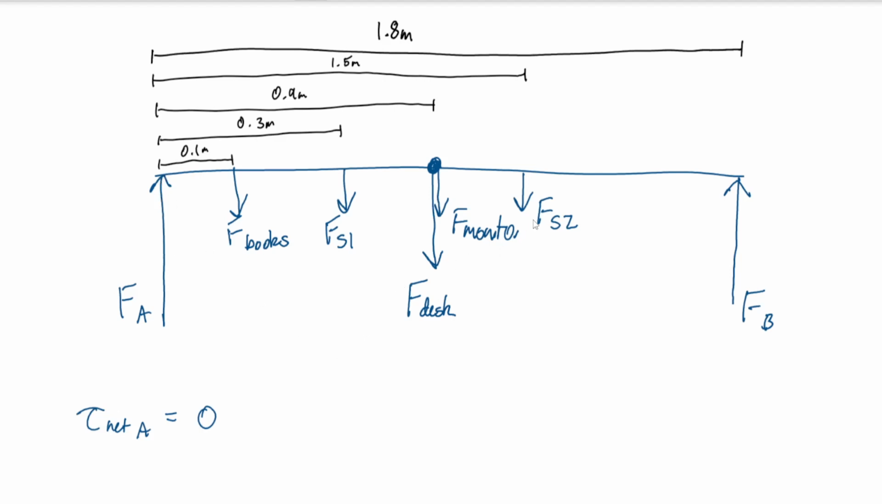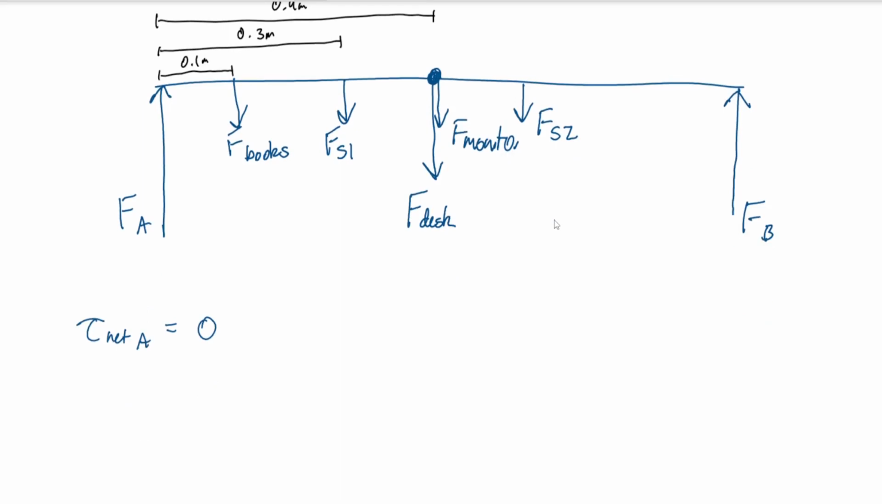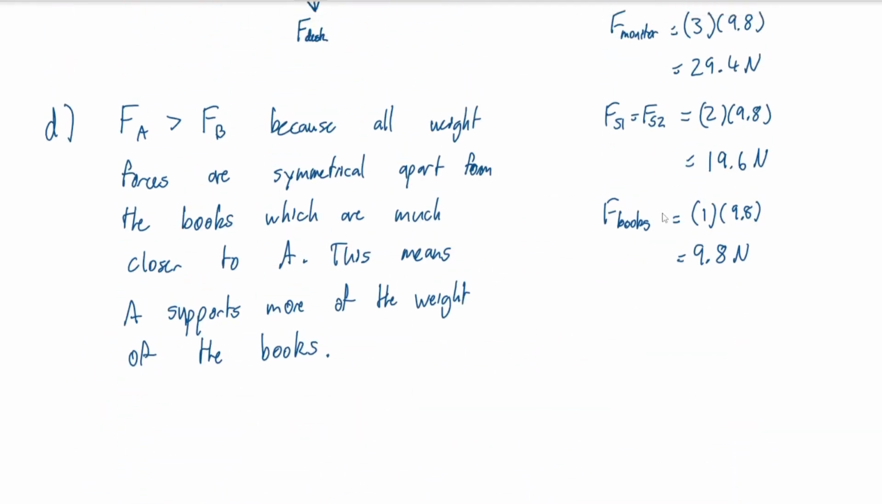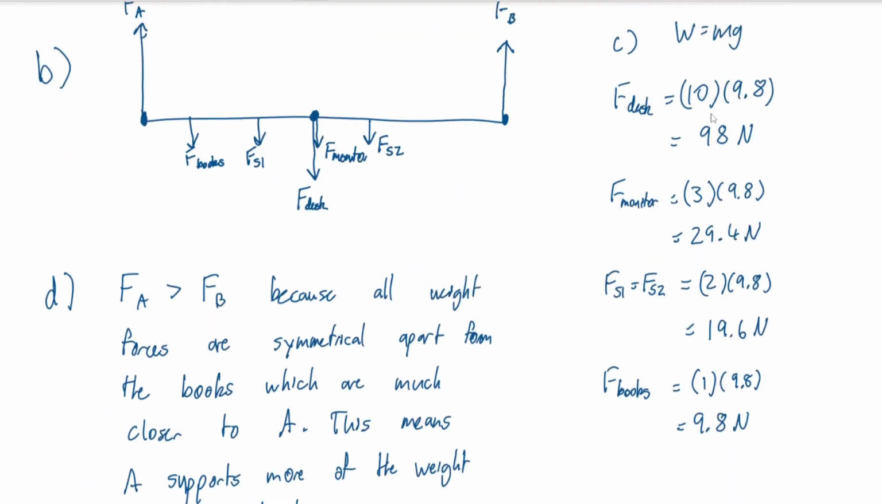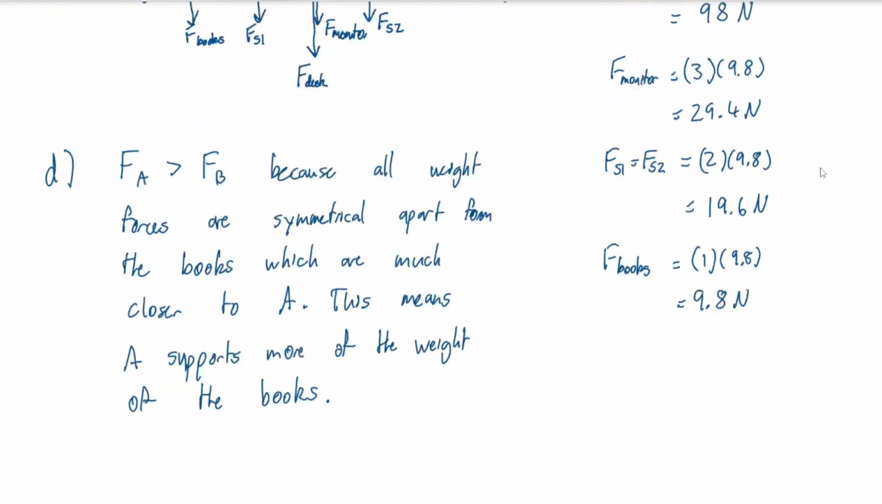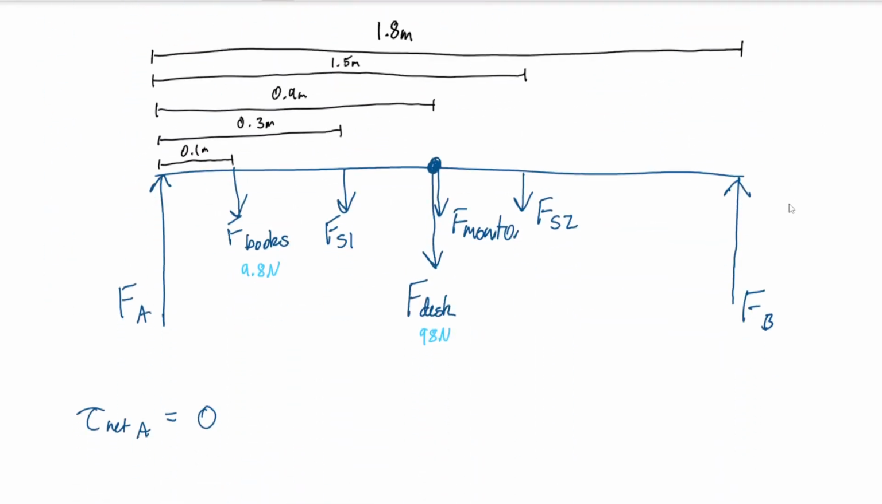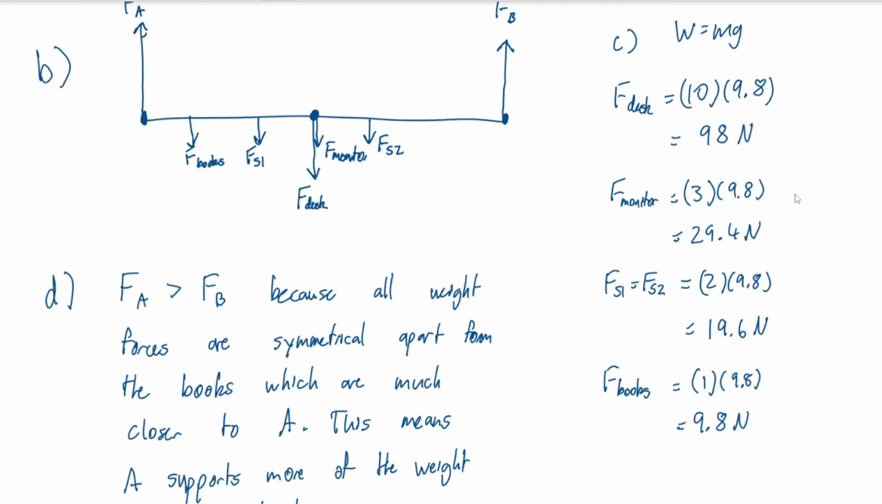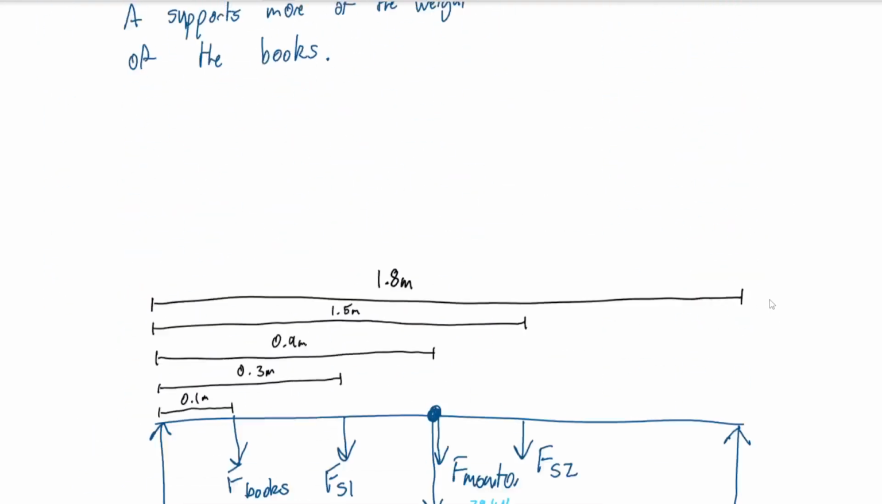Anyway, let's apply our condition. Oh wait, before that, what was I doing? Yes, getting these values. So the desk was 98 newtons. The books were 9.8 newtons. The monitor was 29.4. And the speakers were 19.6.